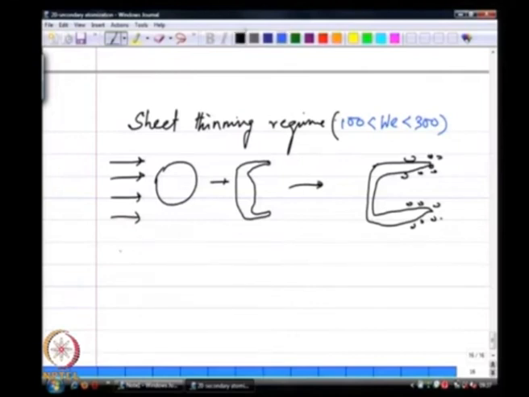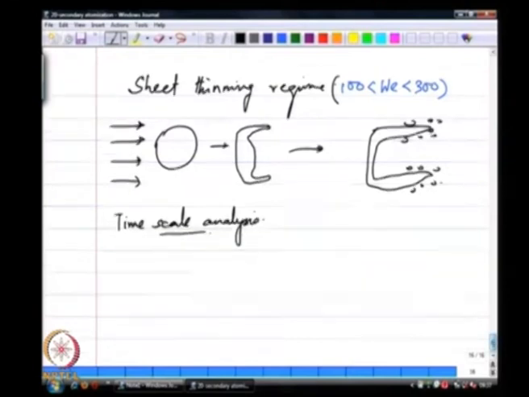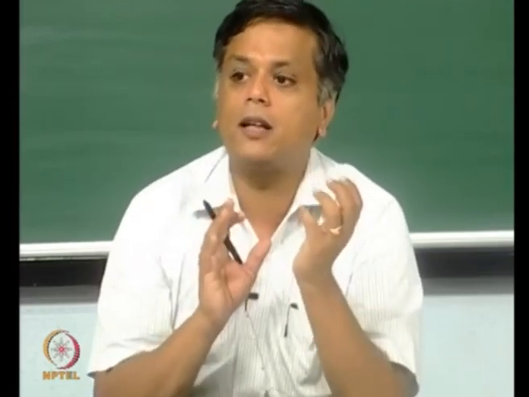The start of writing a model is of course experiments, like I said, and then we will talk of a tool called time scale analysis. Okay, what do I mean by time scale analysis? There are many different physical processes occurring in this phenomenon. Each one is happening on a slightly different time scale, and we want to get estimates of those time scales and then see under what time scales can we expect the sheet thinning breakup to happen.